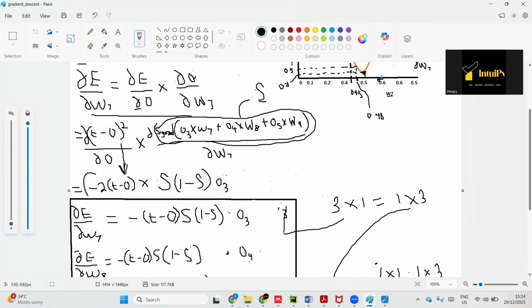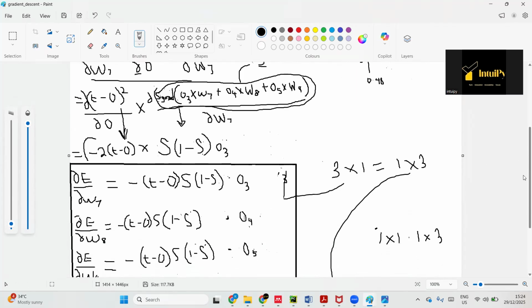So you can also revise your differentiation. We want to differentiate this with respect to W7, and this would give S, where S stands for all of this, for short, into 1 minus S. Then you differentiate whatever you have inside with respect to W7, and that gives O3, and that's what you have here now.